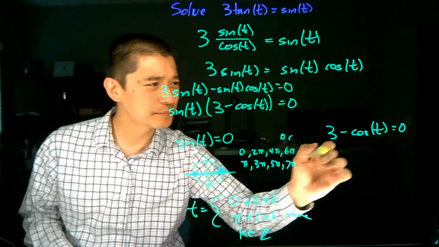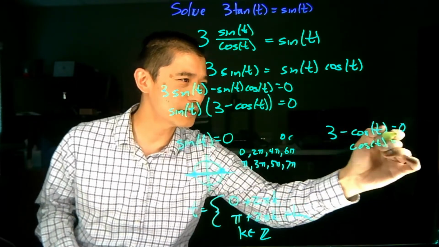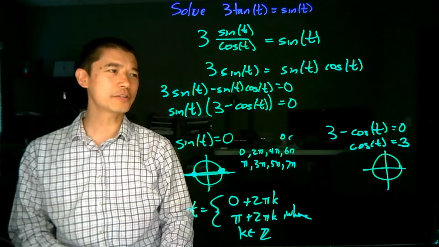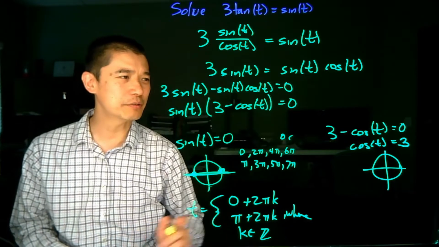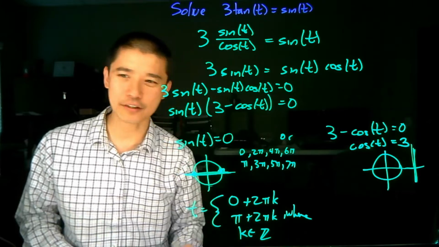Over here, let's solve for cosine of t. Cosine of t, we're going to add it to both sides, is equal to 3. Now this is a different situation. Cosine of t equals 3. Cosine is still the x-coordinate, but we want the x-coordinate to be 3. But if this is a unit circle, x equals 3 is way out here somewhere.